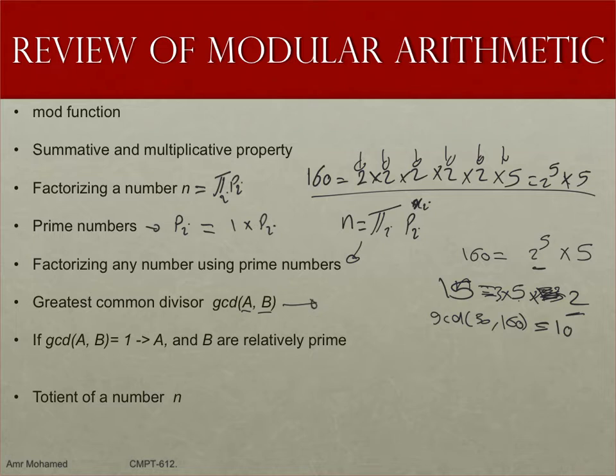So 30 and 160, the greatest common divisor in that case is 10, right? We can do it manually for low numbers, but we will discuss later on a systematic way to find the greatest common divisor using a certain procedure. And this procedure can be computerized very easily. Okay?